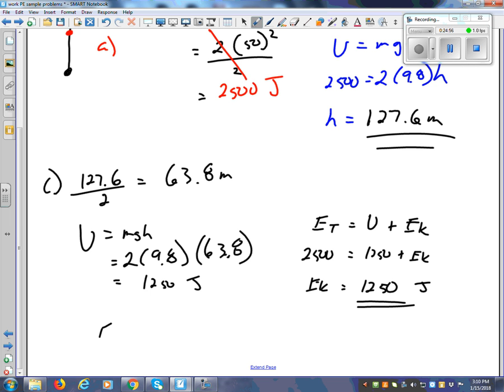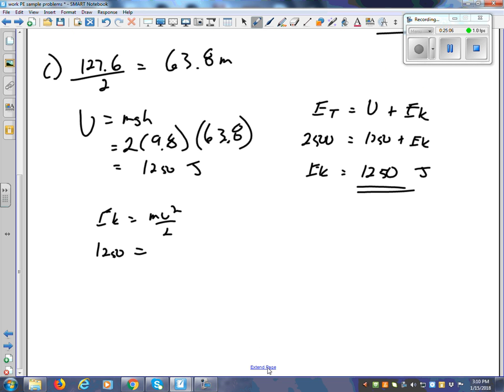We're gonna go EK is mv squared over 2. It's okay, I can be curious and answer this question if I want. It does ask to find. The mass is 2. So it's basically the square root of 1250, is it not? Which is 35.3. 35.35.